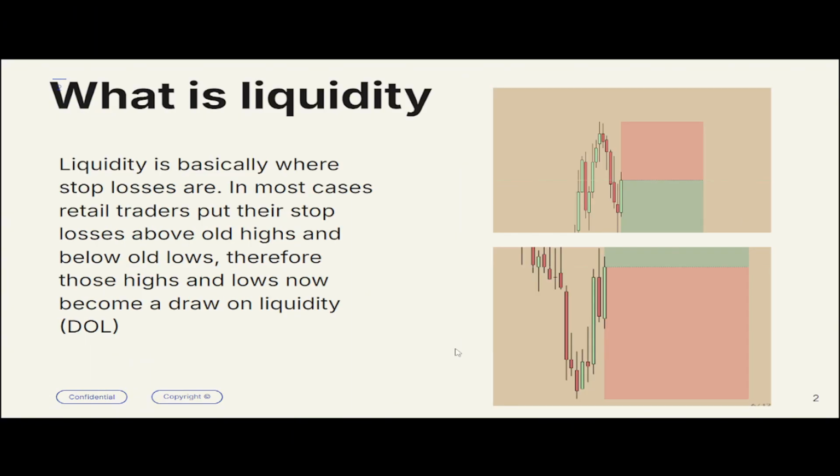Next, we need to understand what is liquidity. Liquidity is basically where stop losses are. So in most cases, retail traders put their stop losses above old highs and below old lows. Therefore, those highs and lows now become a draw on liquidity. So if we can see in this example here, let's say you were to short here, most retail traders would put their stop loss above this high. And if we look down here, let's say you were to get into a long position here, most retail traders would put their stop loss at this low. Therefore, there are stop losses resting above this high and there are stop losses resting below this low.